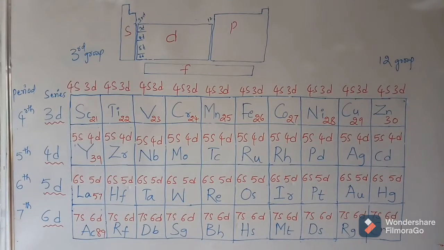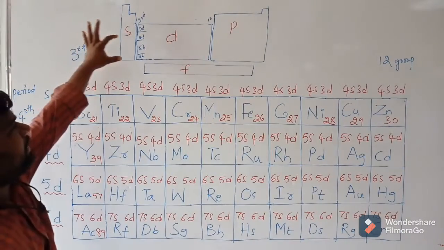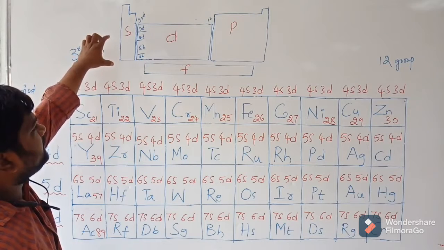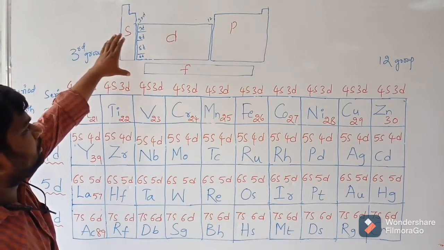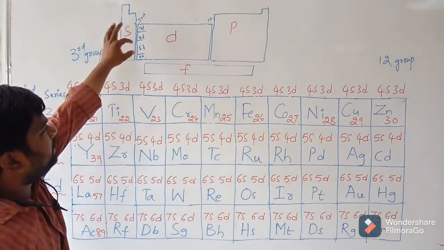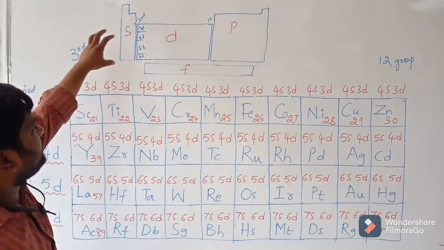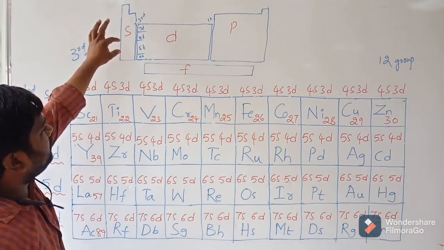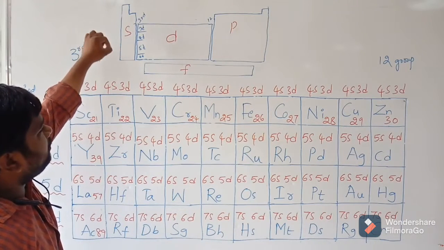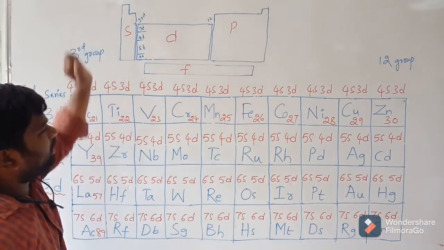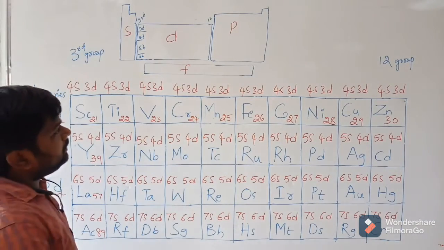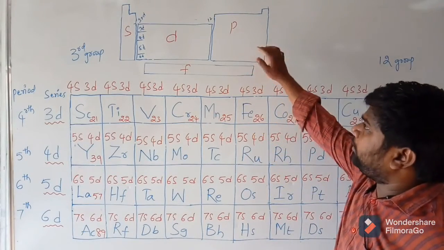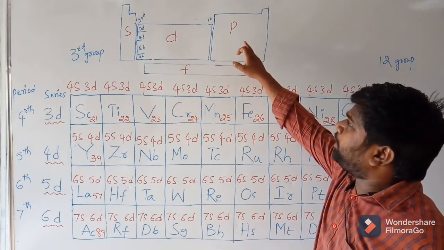Good morning, students. Elements are arranged in the periodic table as per their differentiating electron present in different types of orbitals. For example, S block, P block, D block elements. Some elements have the differentiating electron in the S orbital, so those elements belong to the S block, and in the same way, if the differentiating electron is present in the P orbital, those elements belong to the P block.